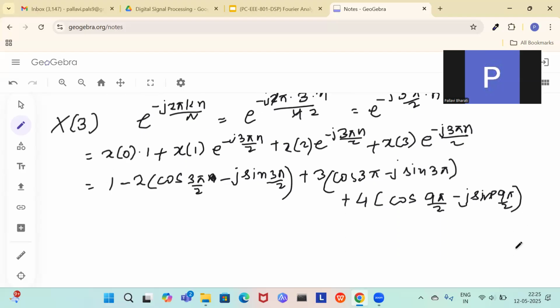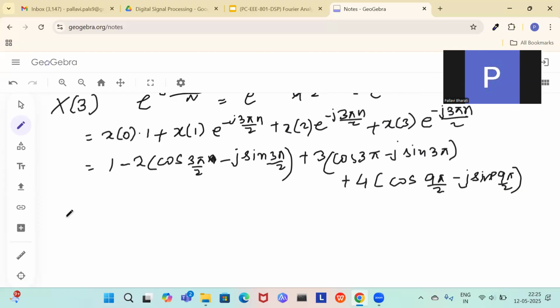Now if you write it, this is going to become 1 minus, this will be 0. This is going to be minus 1. So minus 2j, plus this one, if you see over here, this is going to be 0 and this is going to be minus 1. So it is going to be minus 3. Now this one, cos 9 pi by 2 will be 0. And this one, if you see, sine pi by 2 is 1.